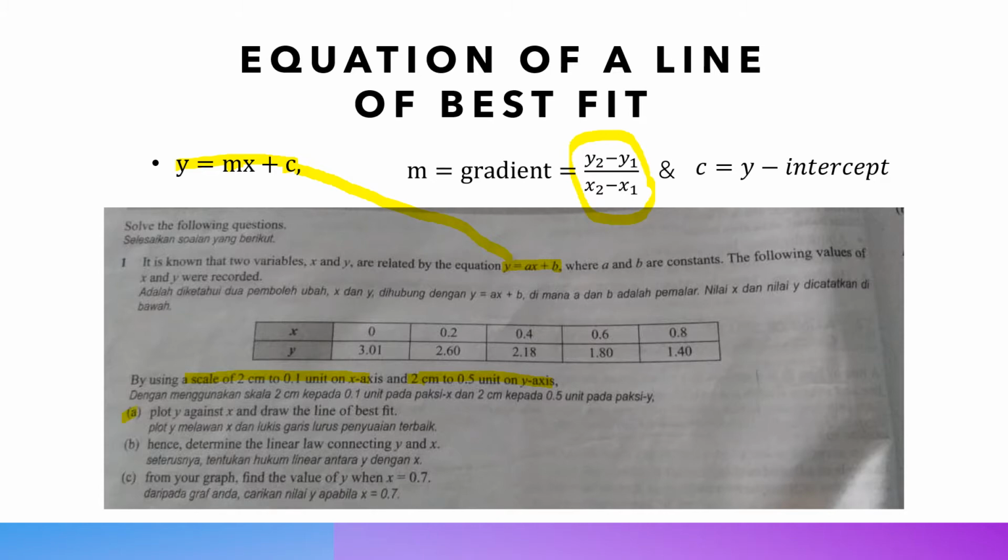For A, the question asks you to plot y against x and draw a line of best fit. You need to draw a graph based on this rule, and these are the points. For B, determine the linear law, which means you need to find the equation. The linear law connecting y and x means the equation in this form, so take note. And for C, from your graph, find the value of y when x equals 0.7.